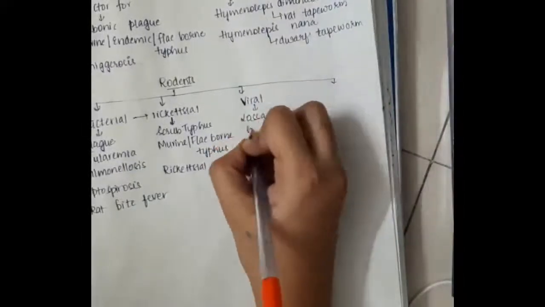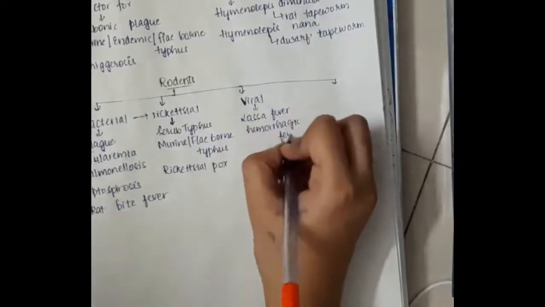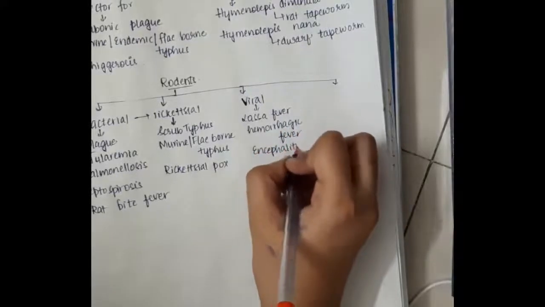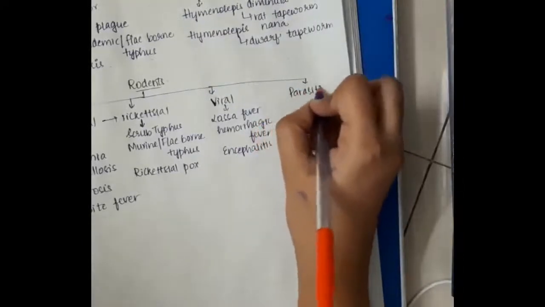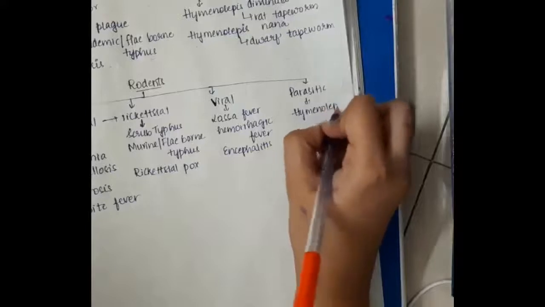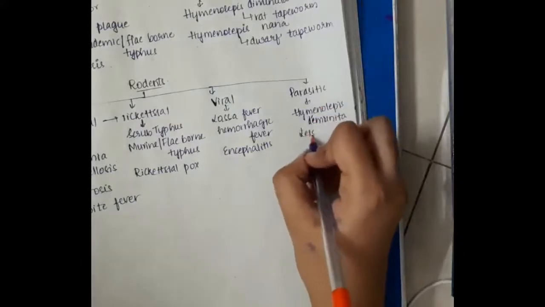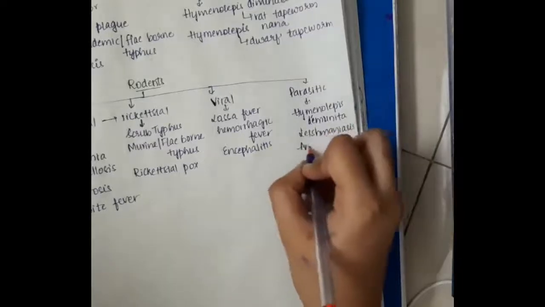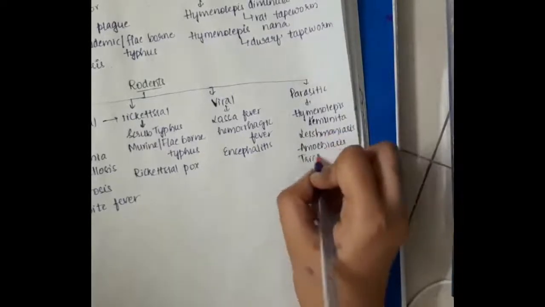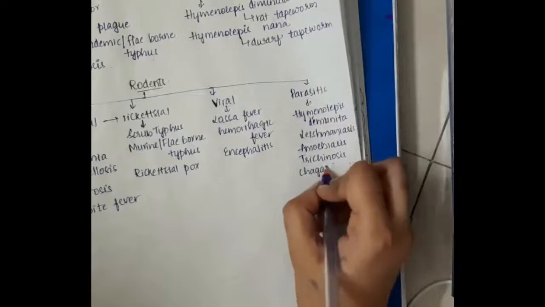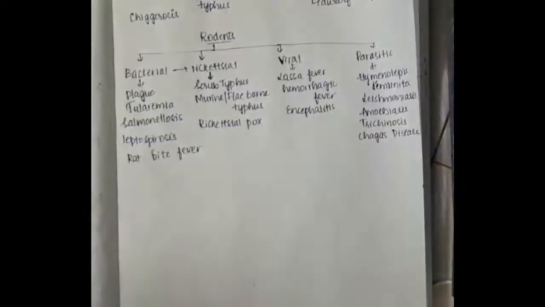They are also vectors for viral diseases like Lassa fever, hemorrhagic fever, and encephalitis. They are vectors for parasites like Hymenolepis diminuta, leishmaniasis, amoebiasis, trichinosis, and Chagas disease. So these are the important vectors in entomology.